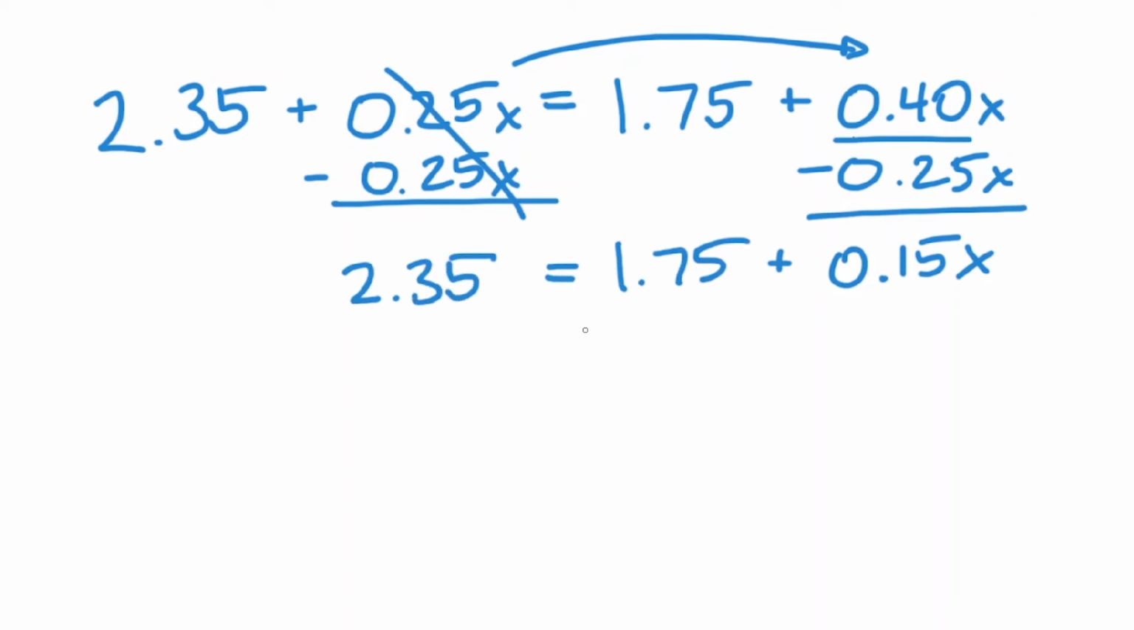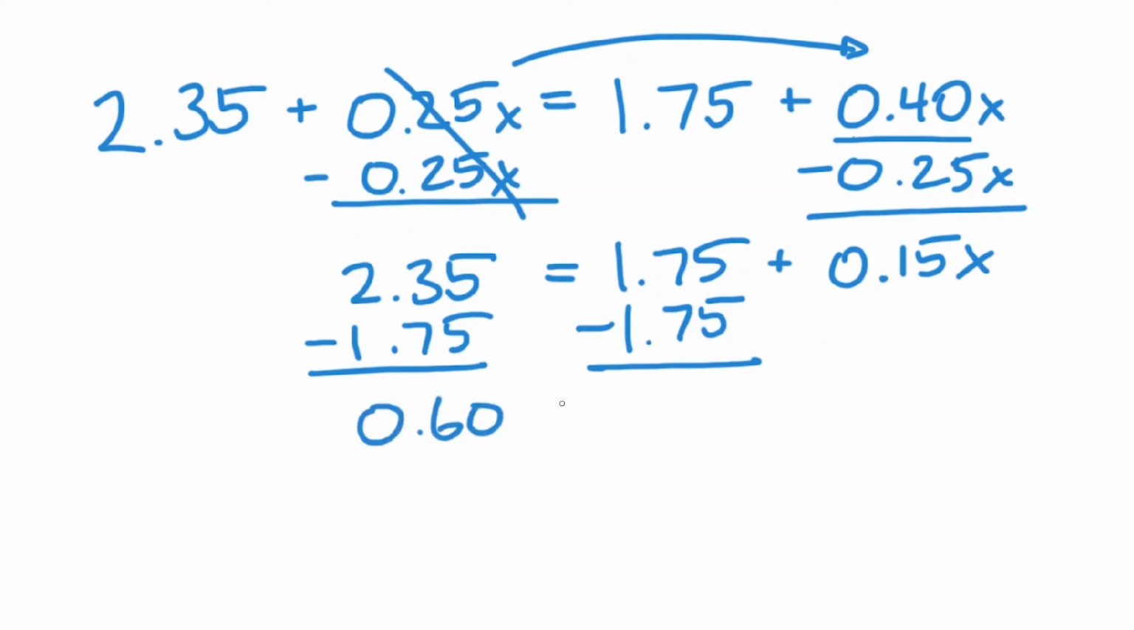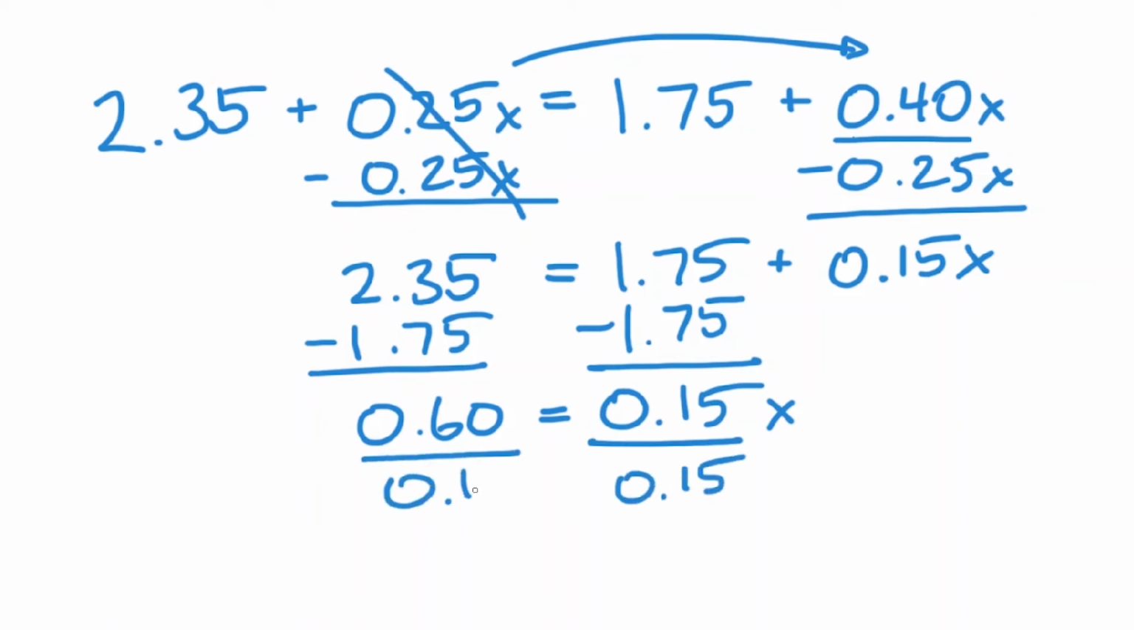From there, let's further isolate x by subtracting 1.75 from both sides. That's going to leave us with 0.60 equaling 0.15x. Since 0.15 is multiplying x, we will get x by itself by dividing by 0.15 on both sides.